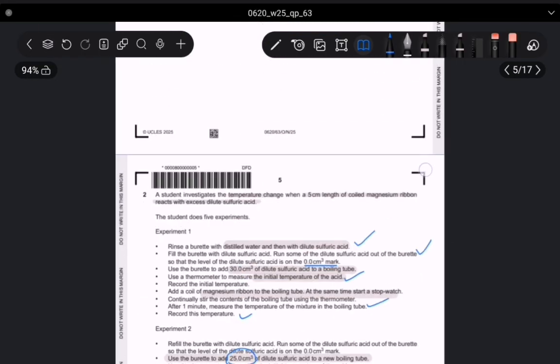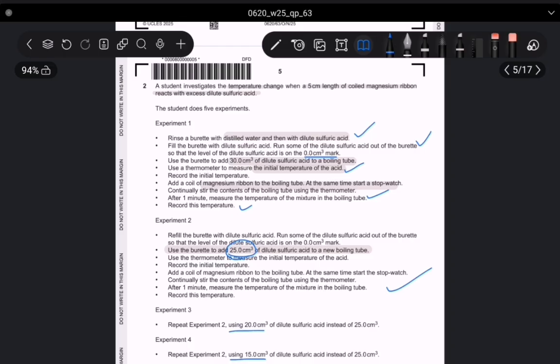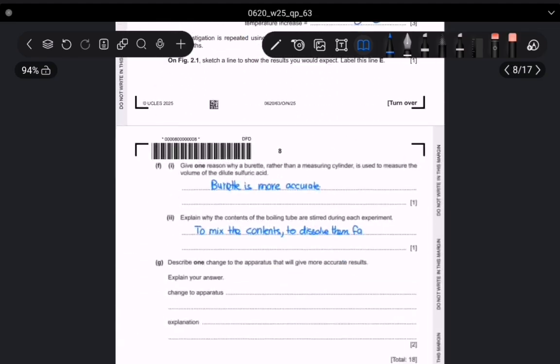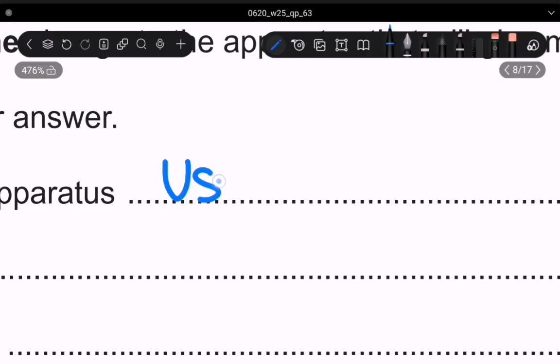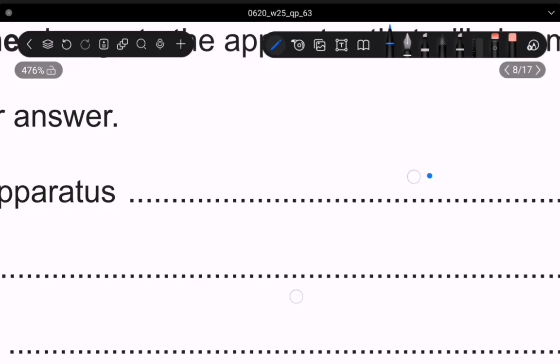Okay, describe what changes to the apparatus will give more accurate results. One of the things I would like to tell you here is that we're investigating a temperature change. In temperature changes, you're supposed to have something that will reduce the amount of heat loss, because you need the maximum amount of heat. What you can do is change the apparatus. You can use an insulated boiling tube, or you can cover the boiling tube with a lid to reduce the heat loss, so minimize heat loss.